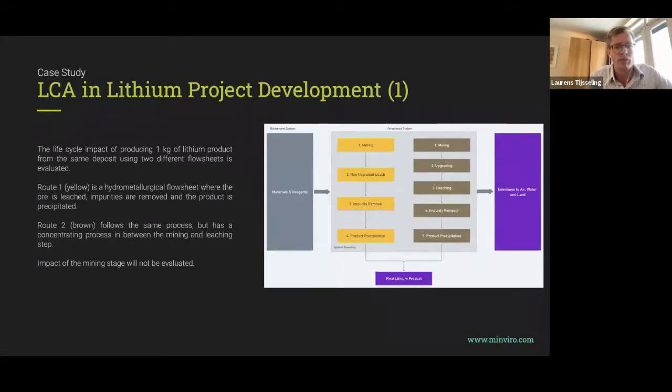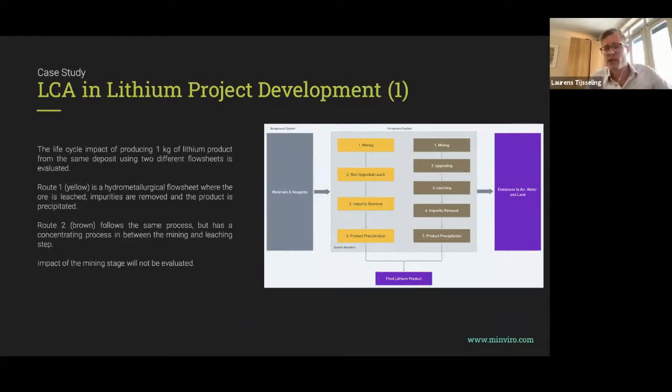This is an example that we've done for a lithium project in development. And what we're going to be looking at is the life cycle impact of producing 1 kilogram of a lithium product from the same deposit using 2 different flow sheets. And what we see here on the right is what we call the system boundary. So these are 2 different routes that we're looking at. And the first route, we're looking at a hydrometallurgical flow sheet where the ore is leached, the impurities are removed, and the product is precipitated.